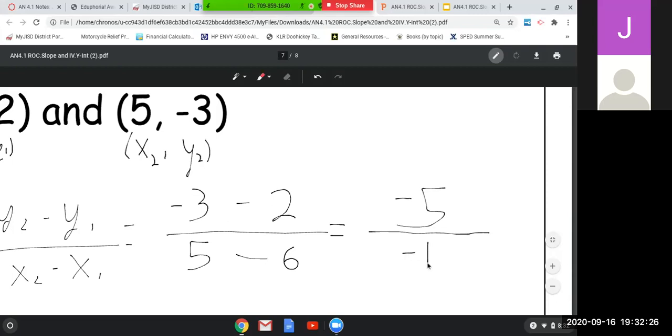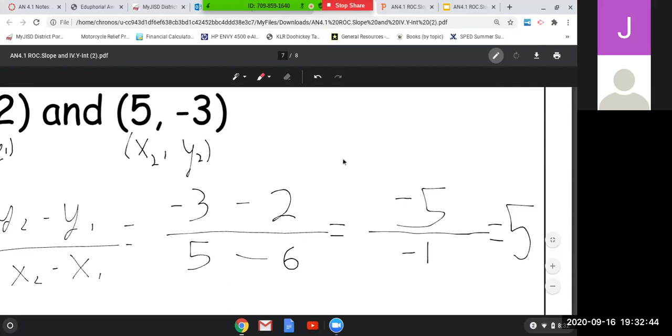Okay, now this one simplifies real easily. Negative 5 divided by negative 1. The negatives just cancel each other out, and then 5 over 1 is merely just 5. So the slope is 5.